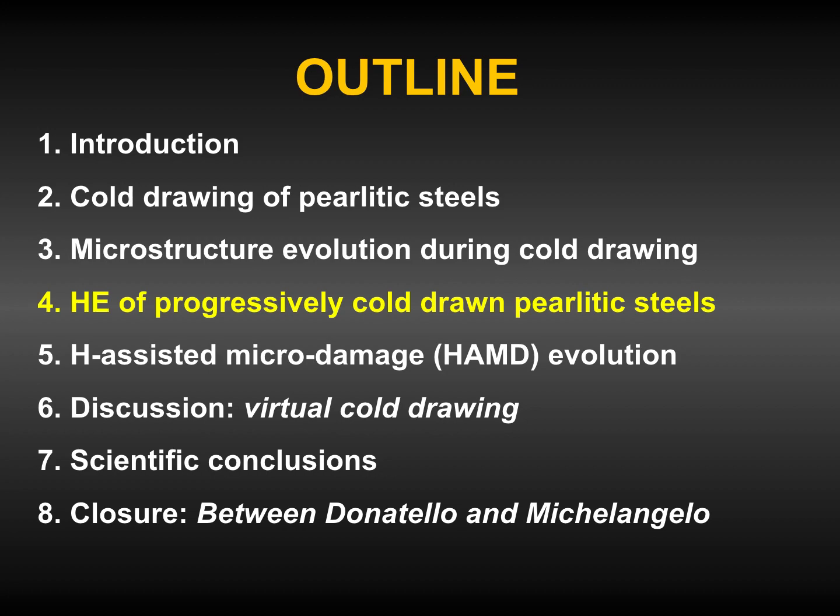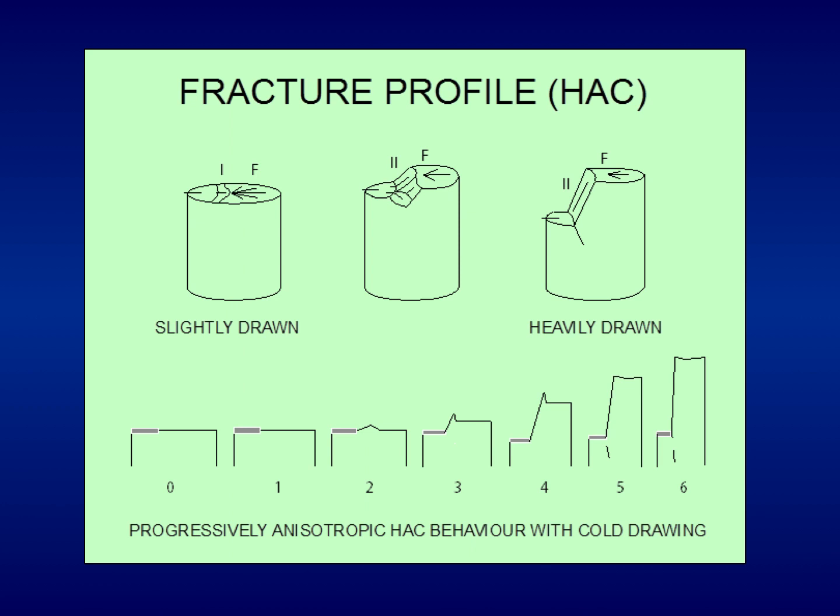Fourth part, hydrogen embrittlement of progressively cold drawn perlitic steels. This is the fracture profile in hydrogen-assisted cracking. From 0 degree of cold drawing, slightly drawn, intermediate degree of cold drawing, and heavily drawn. On the left-hand side, we have mode 1 propagation in a slightly drawn steel, mixed mode propagation with a small component of mode 2 in the intermediate degree of cold drawing, and mixed mode propagation with a strong component of mode 2, a propagation step almost in vertical direction in the most heavily drawn steel 6.